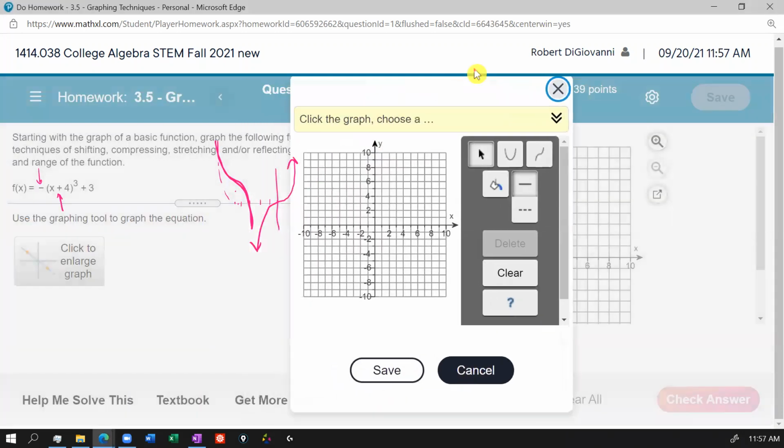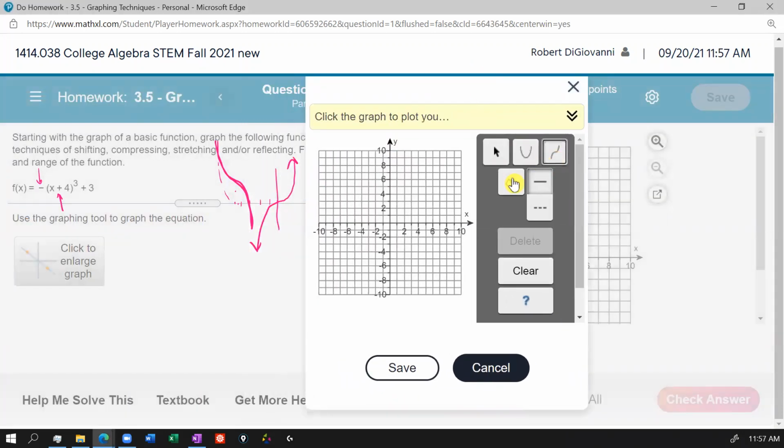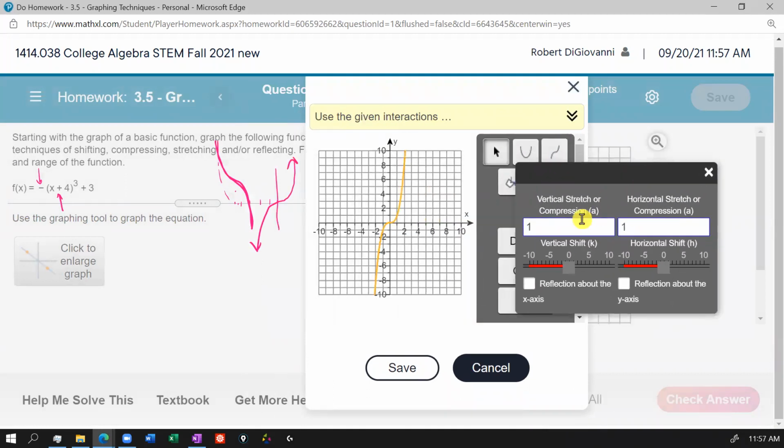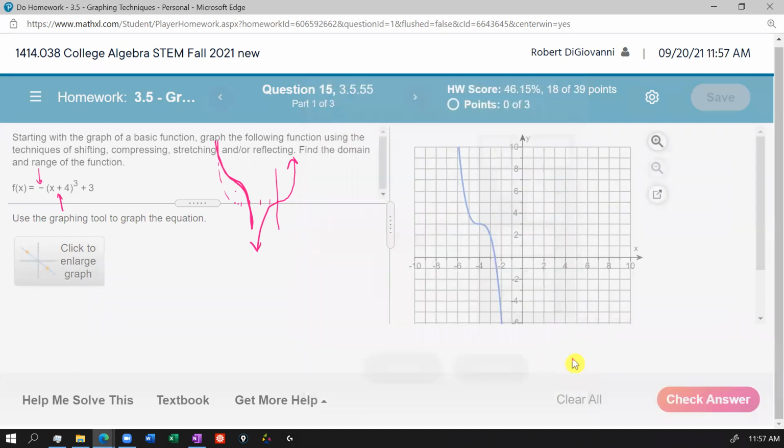So we're going to do the cubic function. Start it here at the middle. Okay, we are not stretching it. We're doing a reflection about the x-axis. We are going to move it to the left 4. And then we're going to move the whole thing up 3. That should do it. Check it.